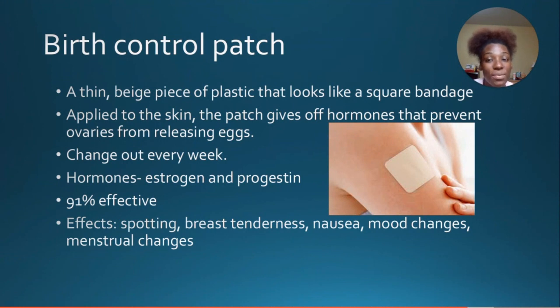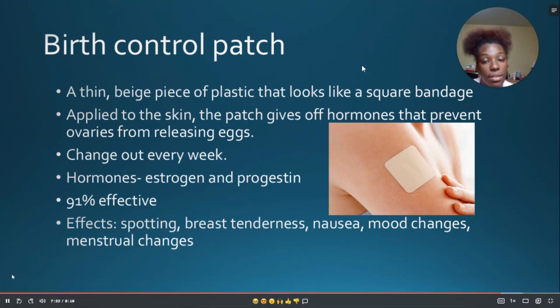So, in my opinion, it really acts like the birth control pills. It is 91% effective, and some effects are spotting, breast tenderness, nausea, mood changes, and menstrual changes. In my opinion, it works just as well as the pills because the pills release the same hormones and give off the same effects with around the same effectiveness. So that's the rundown on the birth control patch.